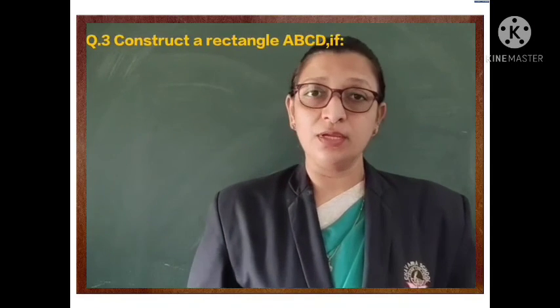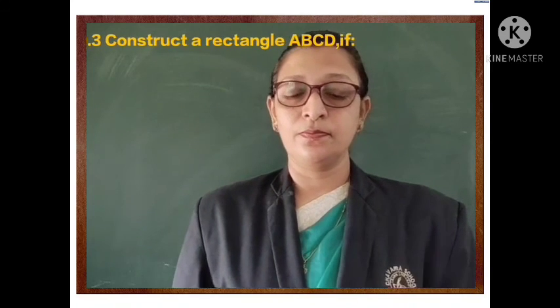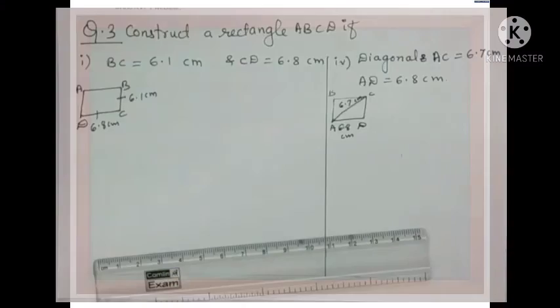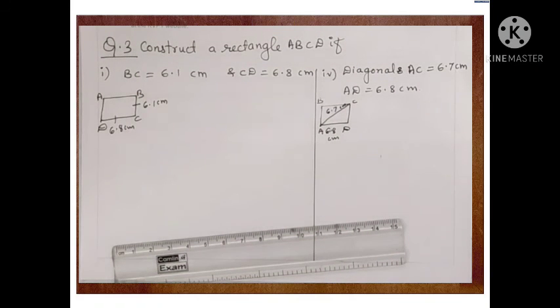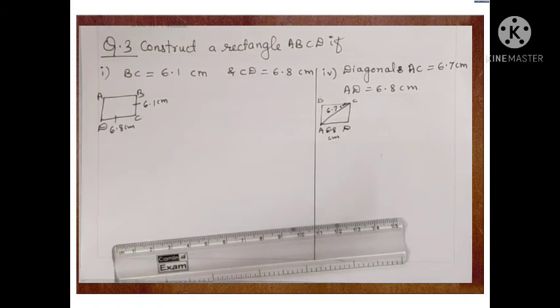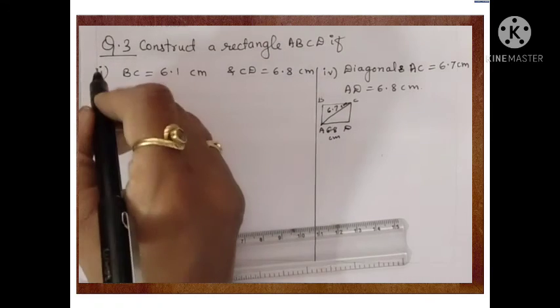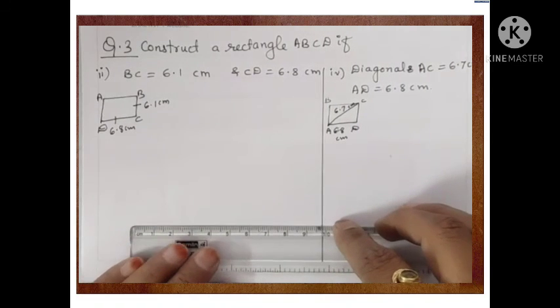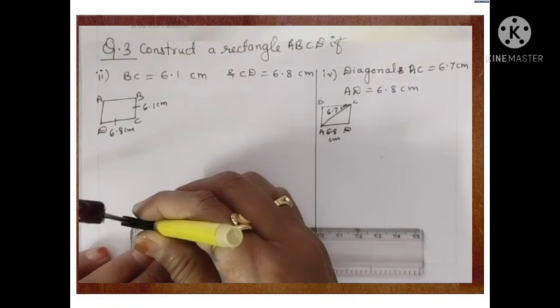Let's move to question 3. Here we'll construct rectangles. Question 3, second example. Construct a rectangle ABCD if BC is equal to 6.1 cm, CD is equal to 6.8 cm. Here is the rough diagram. The two adjacent sides of the rectangle are given.